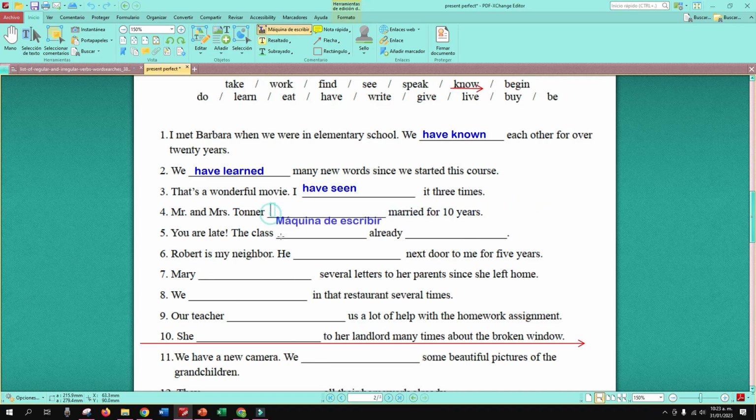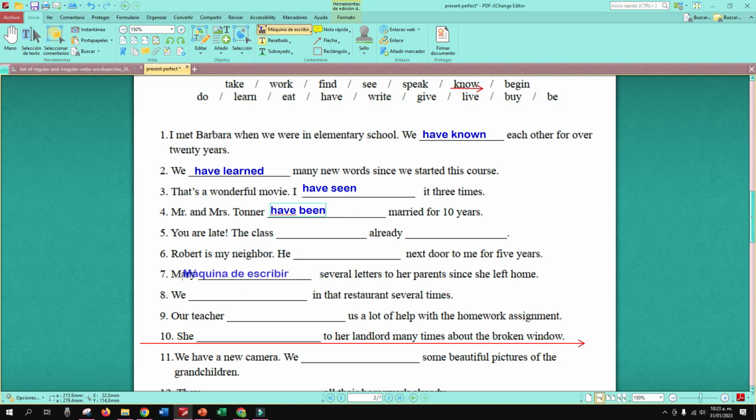Very good. Mr. and Mrs. Turner have been married 14 years. Have been, excellent, Edwin. So that is have been married 14 years. Excellent, Miss Wendy. So have been. Very good.